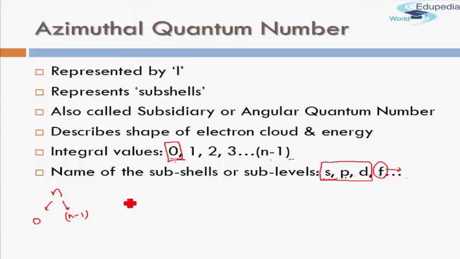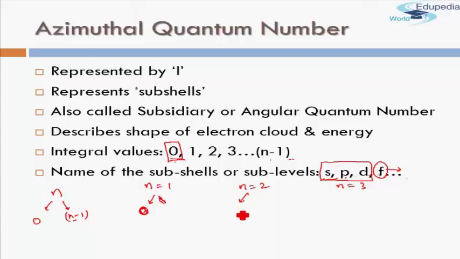So see, this is something like this. You have n equals to 1 first, then you have n equals to 2, then you have n equals to 3, and so on. Okay, so n equals to 1 will have subshell 0. That is the minimum subshell value, and maximum is n minus 1. Maximum will be 1 minus 1, again 0. So n equals to 1 will have only one subshell, 0.